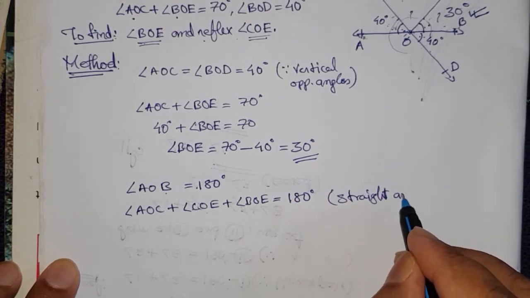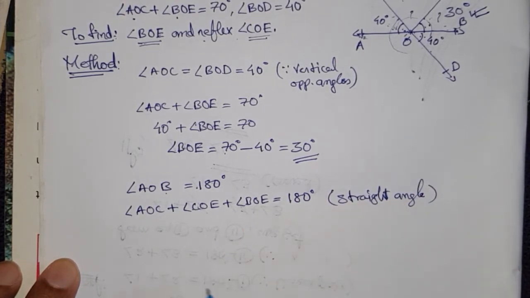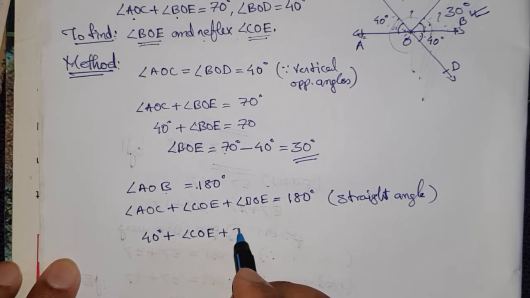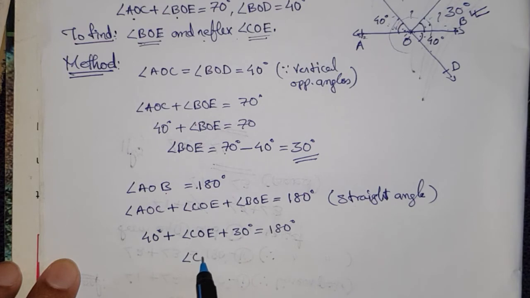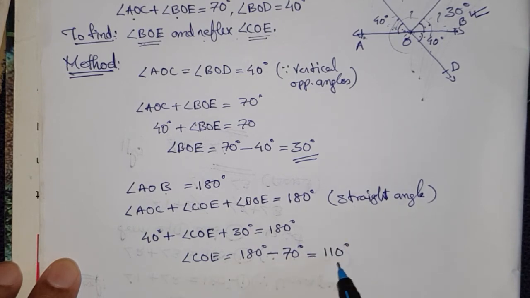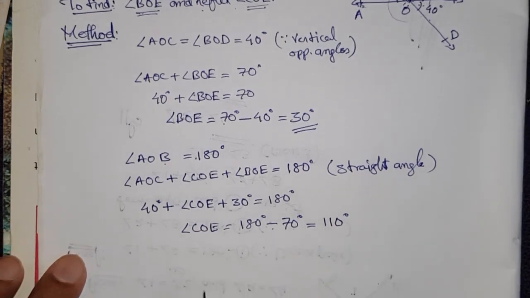Correct? Here we can write the reason: straight angle. AOC value is given how much? 40 degree. Angle COE we don't know, we have to find out. Angle BOE is given how much? 30 degree. So what will be angle COE? COE will be equal to 180 degree minus 40 plus 30, that is 70. When you take it on the right hand side, it becomes minus 70 degree. That is 180 minus 70, how much? 110 degree. So angle COE we got 110 degree.